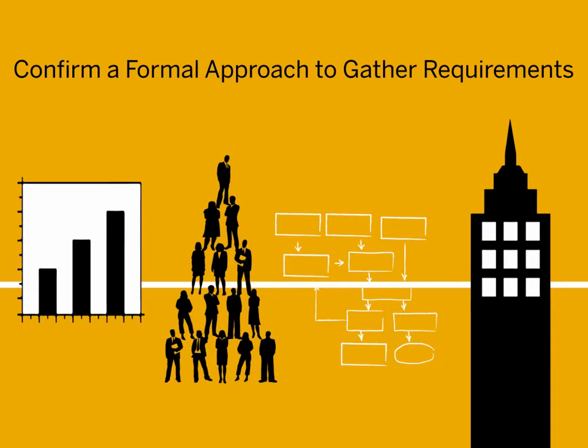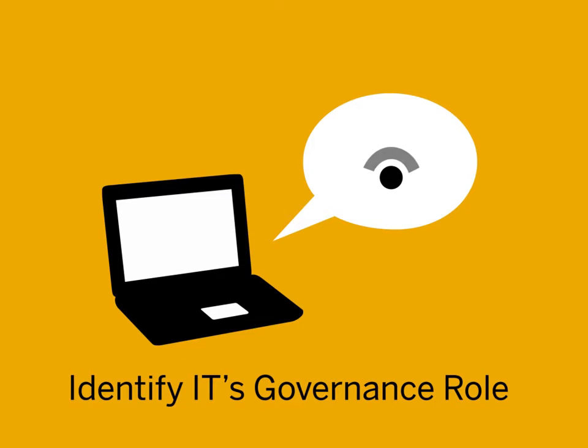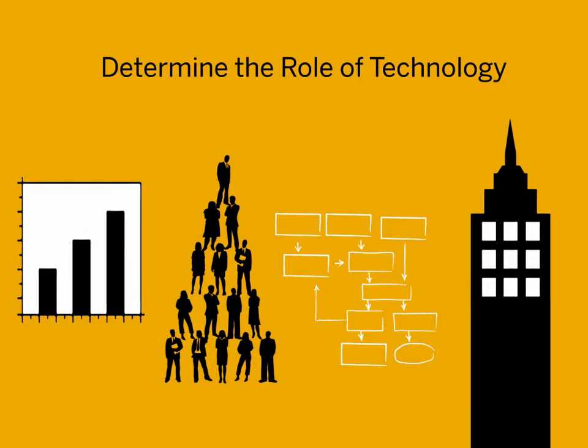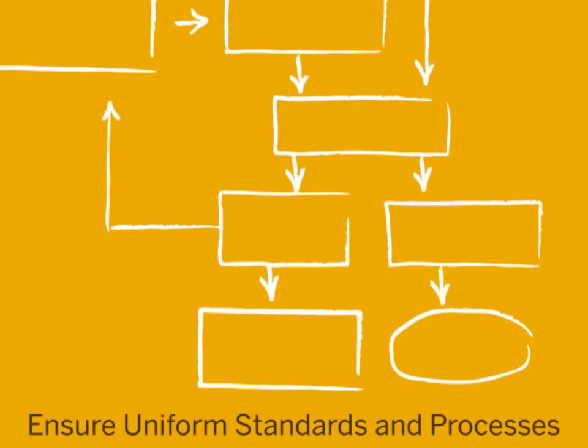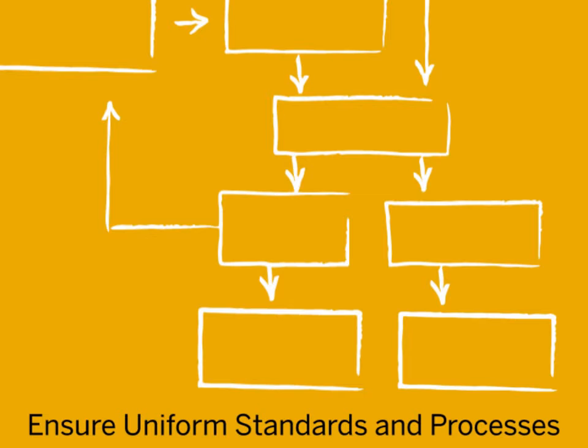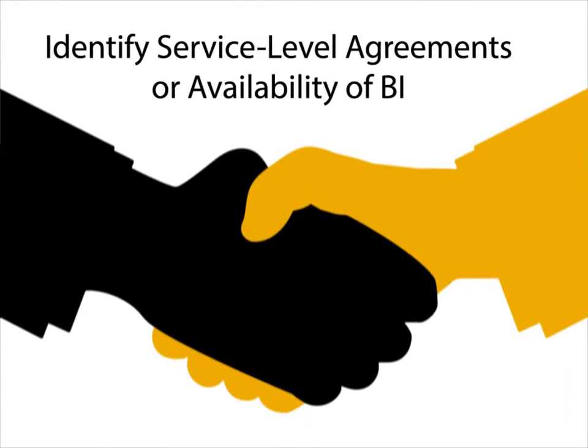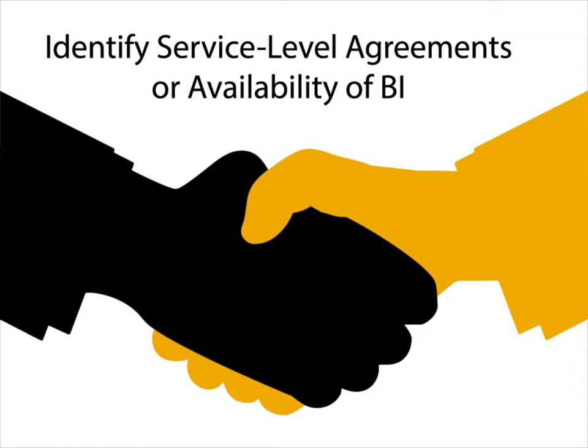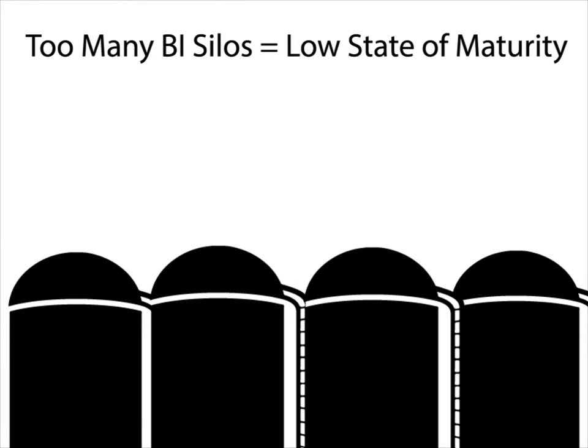way that requirements are gathered from an executive organization or from a line of business. We're able to identify whether governance for business intelligence is driven by the IT organization, whether it's technology-centric or not, whether standards and processes actually exist or are uniform in nature, whether there are service-level agreements in place with regards to the type of BI capability or the availability of that BI capability within the organization. And lastly, indicative of a low state of maturity is the fact that there are many BI silos in place for each part of the business.